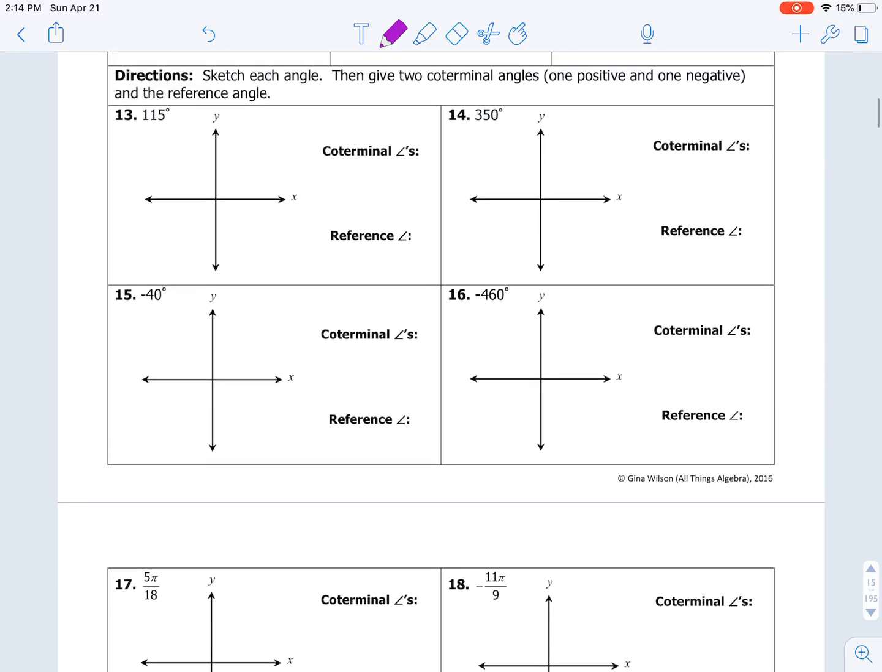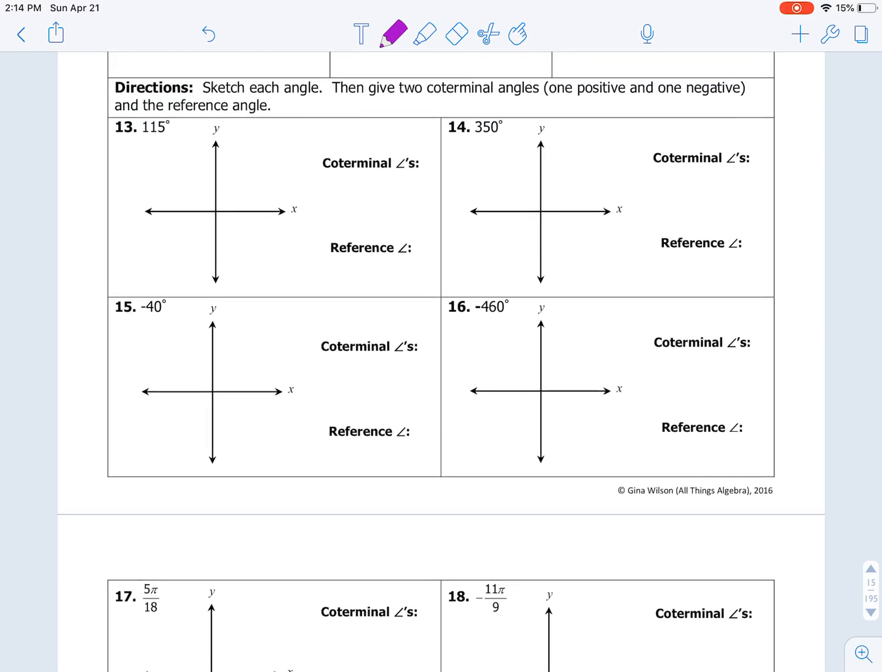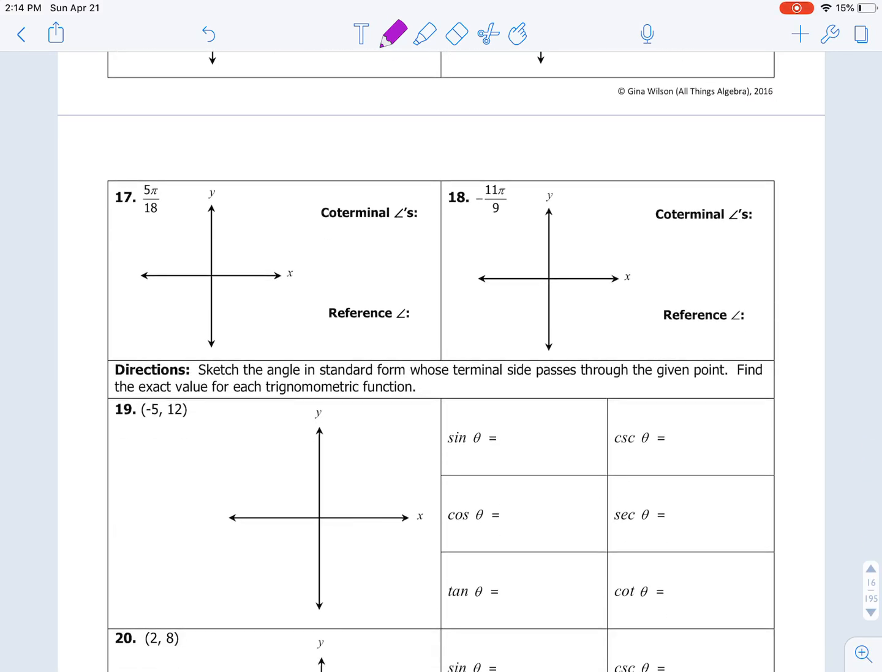Basically here you're spotting the coterminal angles, which are ones, remember, that are one positive and one negative. That's what we did in the beginning. And then the reference angle, which is this one. Some of them are going to have degrees, and some of them are going to have radians. Do you guys remember what I said to do when they're in radians? Yes, we're going to convert them to degrees and then solve.